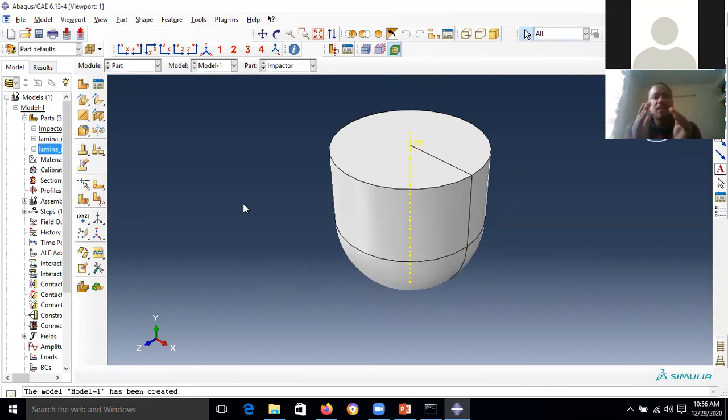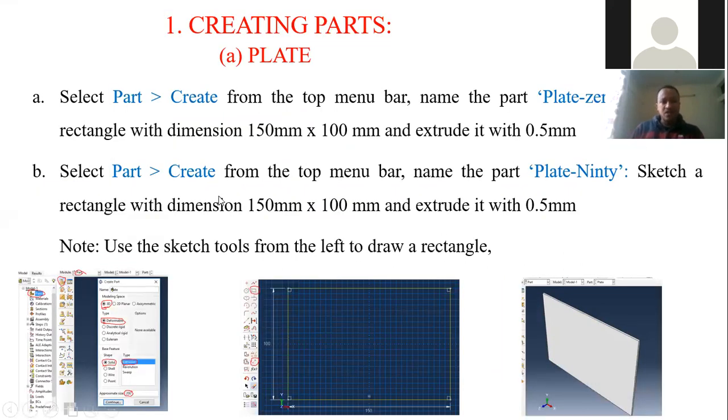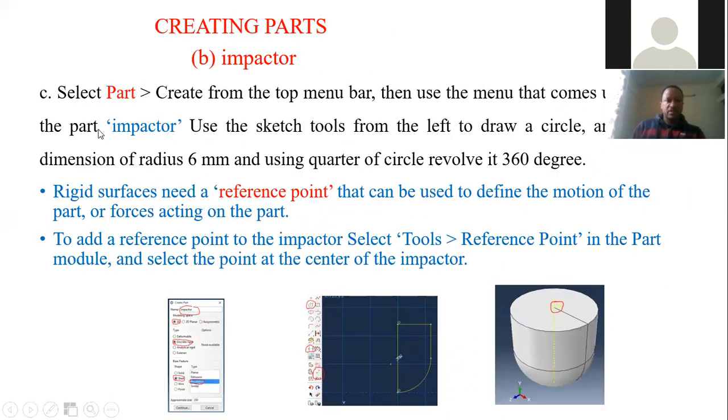So now we created two parts. One is the two plates, and the second one is the impactor. So the part creation is already done. You can see these slides will tell you how to draw these objects. How to create the plate and how to create the impactor are already specified in these two slides.